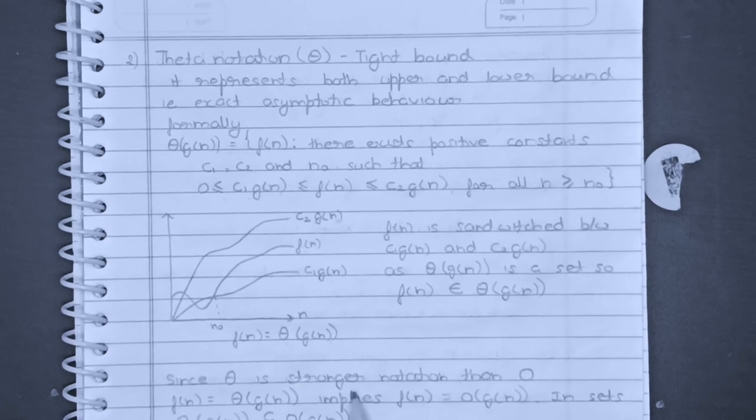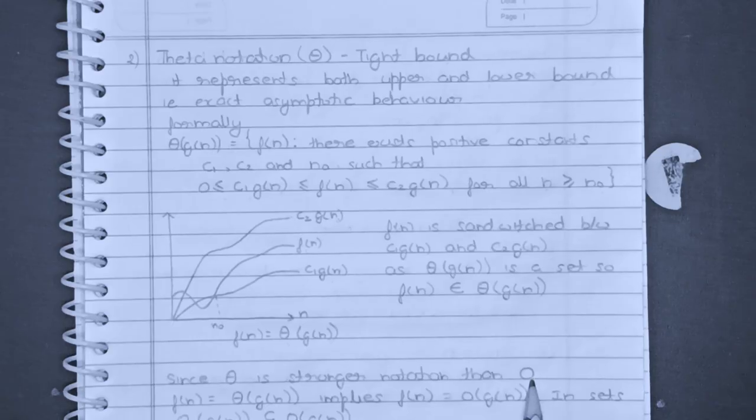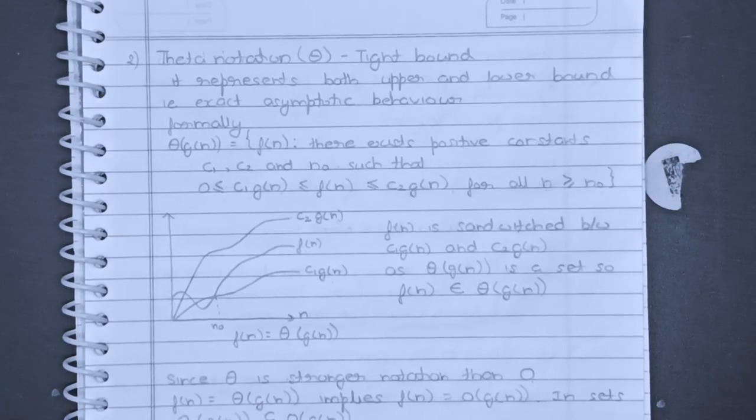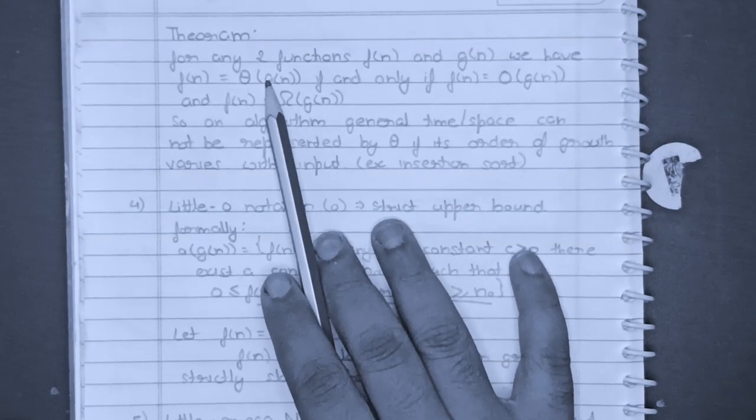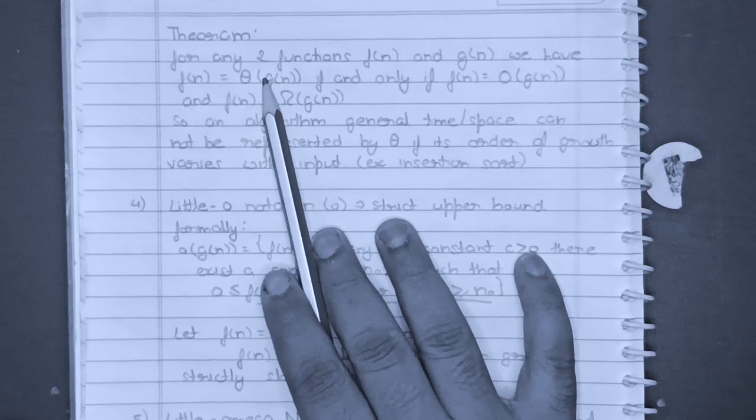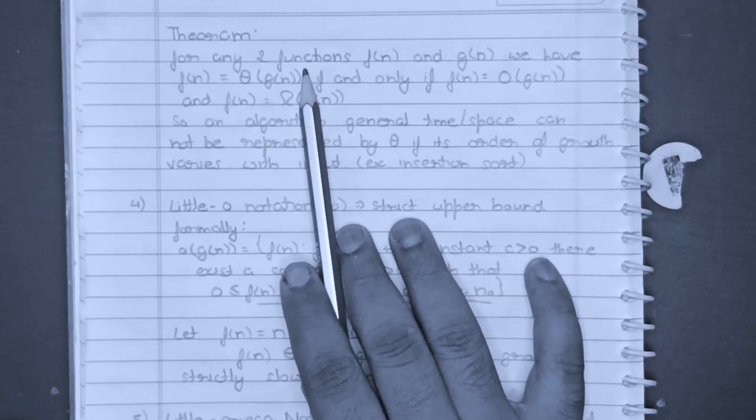Since theta is a stronger notation than omega, because omega represents the lower bound and theta represents both the bounds, we can say all the set that belongs to theta of g(n) will be a subset of the set that belongs to omega of g(n). Now, as we know, theta represents both the upper bound as well as the lower bound for an algorithm.